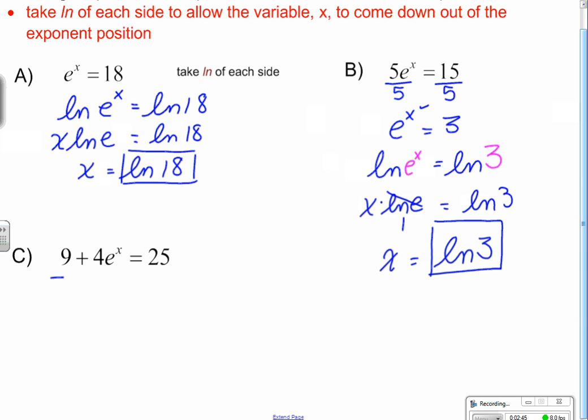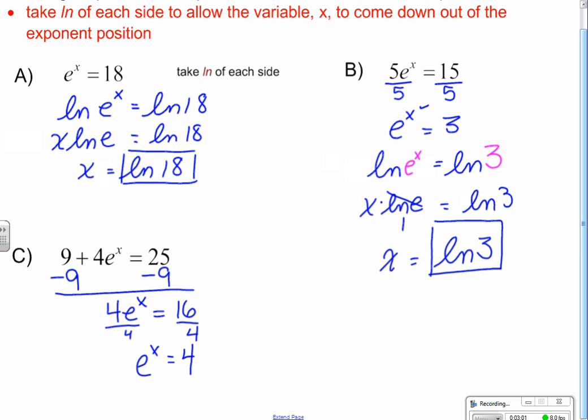Solve equations. Well, let's just kind of take the normal equation solving steps. What I'm trying to achieve is to get e to the x all by itself. So we subtracted 9. Next, let's divide by 4. And we're sitting with e to the x equals 4. Now, to actually find out x, let's introduce a natural log to both sides. And e raised to the x will be just x, and I'll get x is natural log of 4.